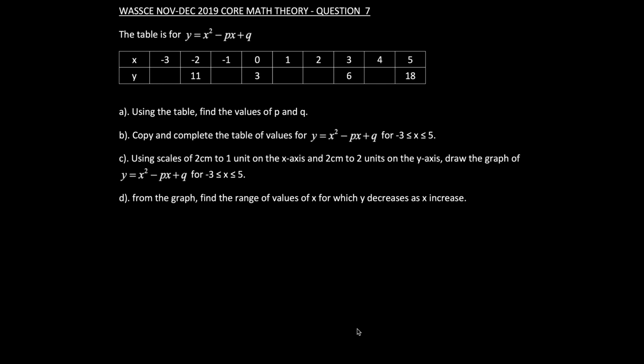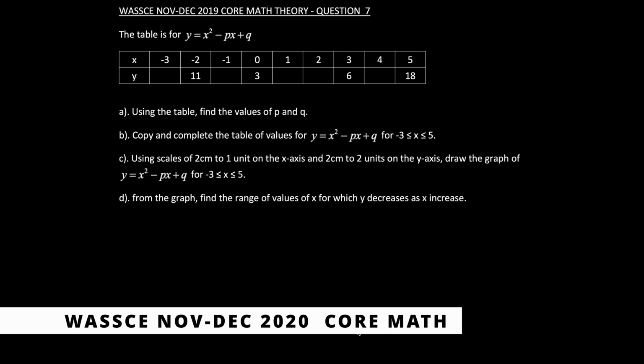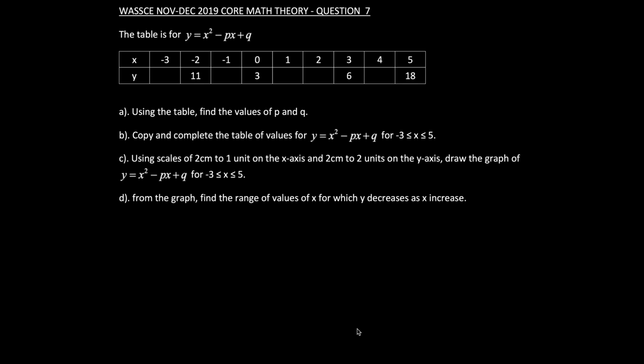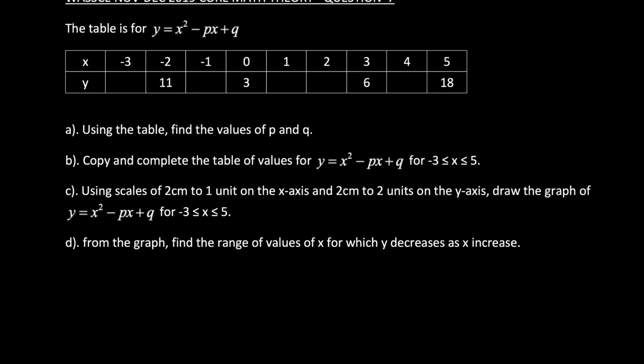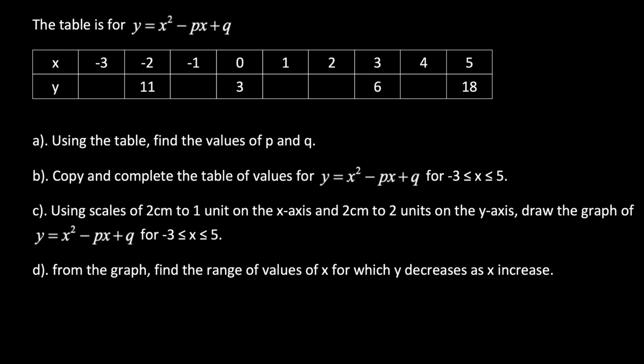In today's video, we'll be solving question 7 of the 2019 Nov core Math Theory questions. So question 7. The table is for y is equal to x squared minus px plus q. A. Using the table, find the values of p and q. B. Copy and complete the table of values for y is equal to x squared minus px plus q for x between -3 and 5.